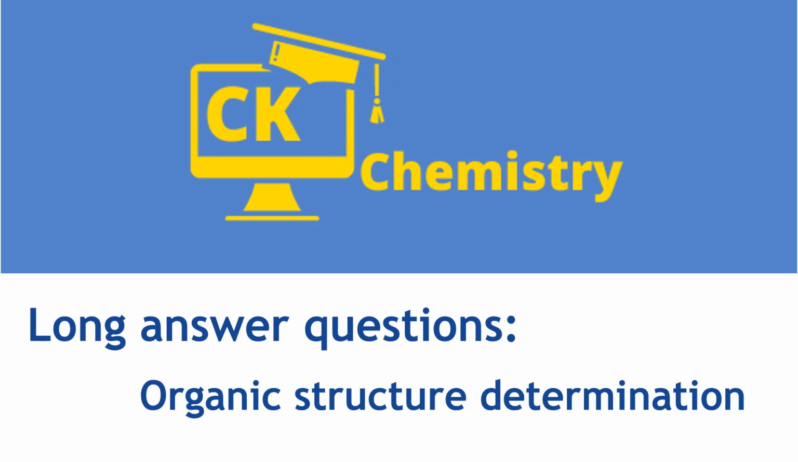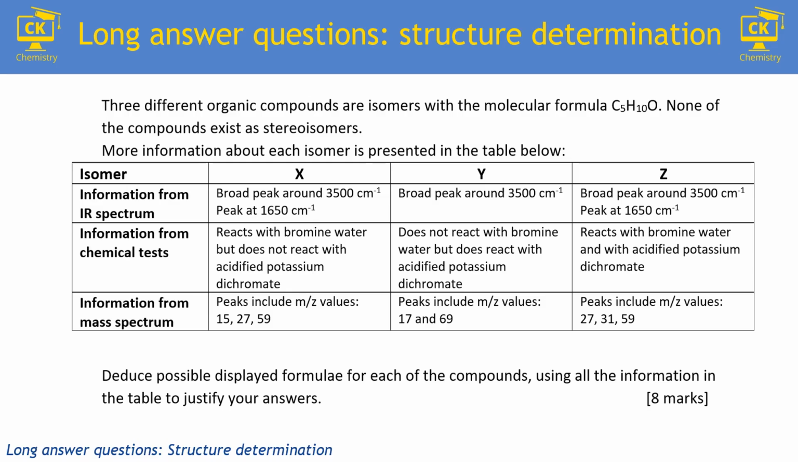This week's long answer question is focusing on organic structure determination, and this is actually accessible if you've only done the AS side of organic structure, so in particular looking just at the use of infrared and mass spec alongside other clues in the question. So there are three different organic compounds, X, Y, and Z.